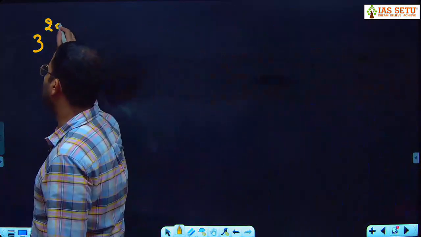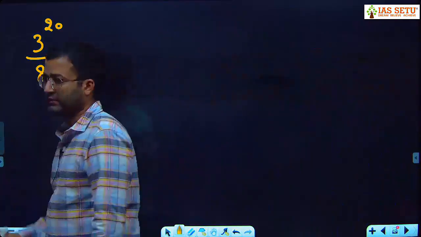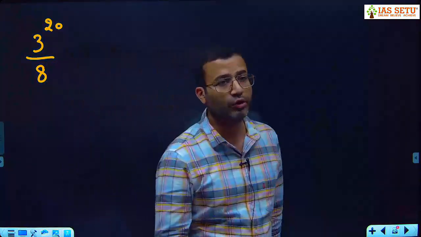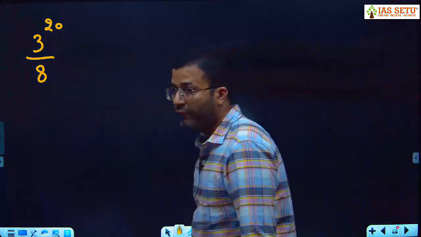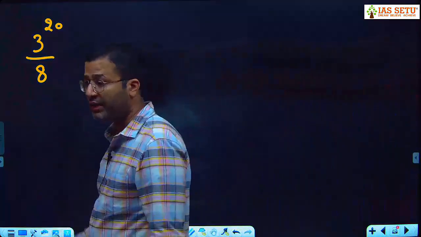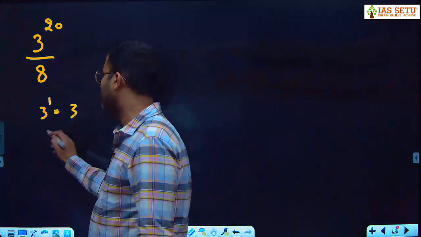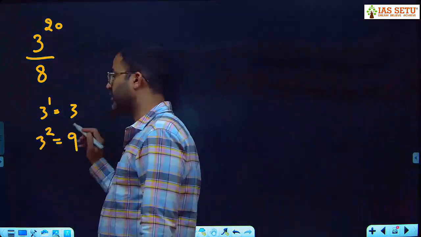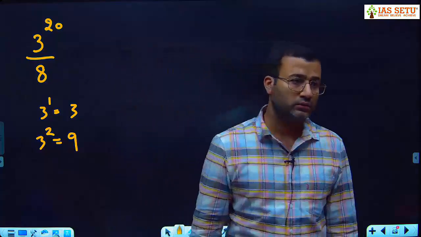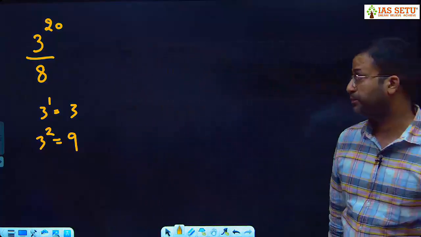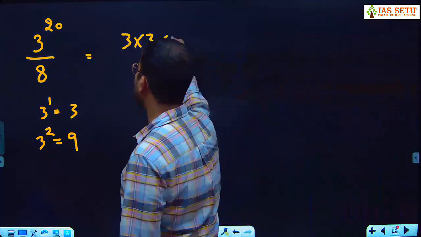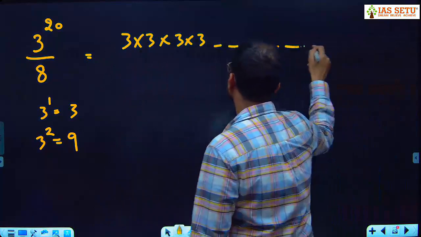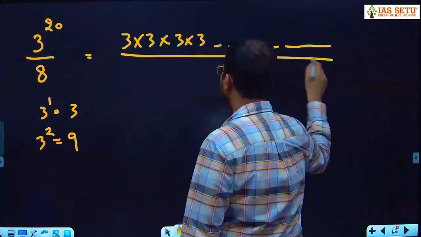For example, it is asked 3 to the power 20 divided by 8. मतलब 3 की पावर 20 को अगर 8 से डिवाइड करेंगे क्या रिमाइंडर आएगा? Power of 3 near to 8, if it is 1 extra, perfect. 3 to the power 1 is 3, 3 square is 9. So this 9 will help you. So what we will do, we write it as 3 into 3 into 3 into 3, 20 times, divided by 8.